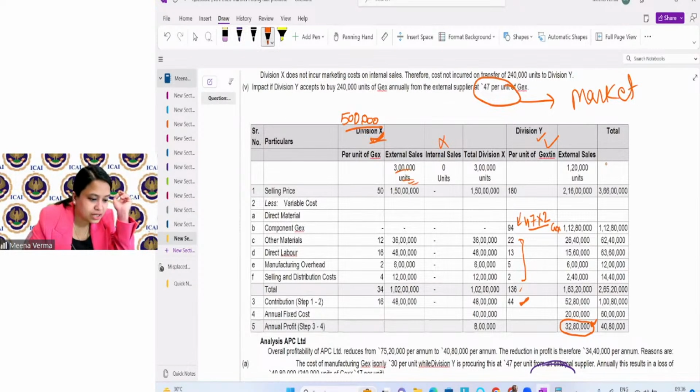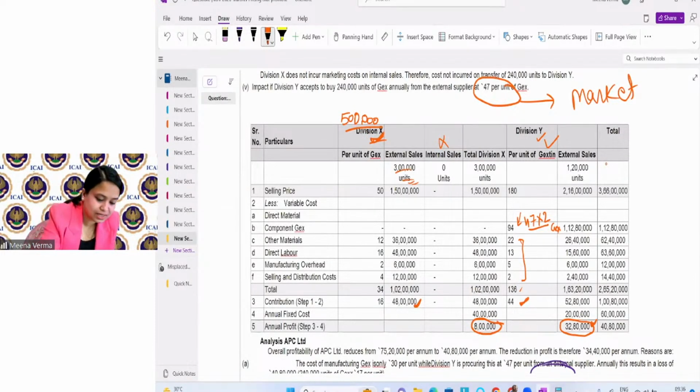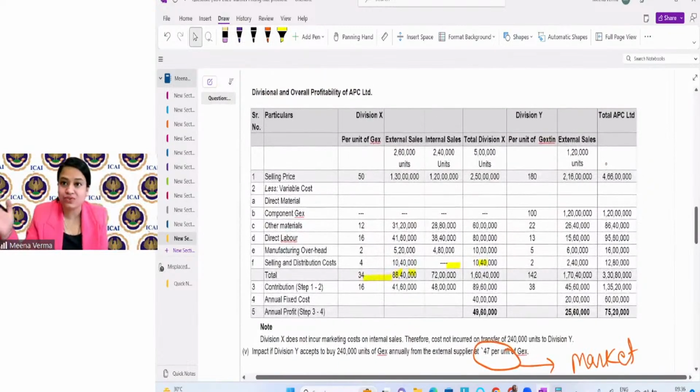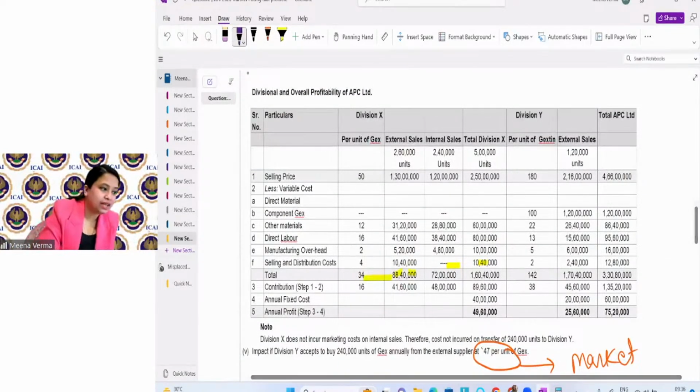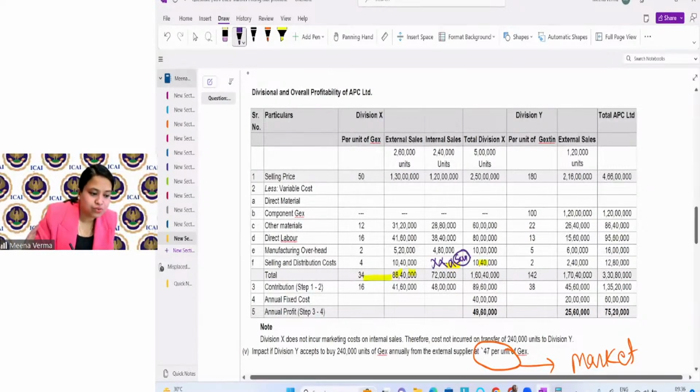So what will happen here? The contribution will be this, and the profit is only 8 lakh. You can see the profitability of division X has reduced a lot. Earlier, when they were transferring the goods internally, even if they do not consider the selling and distribution expense, which is actually their saving, since they are not incurring it, their profit was very high. It was not just 8 lakh.